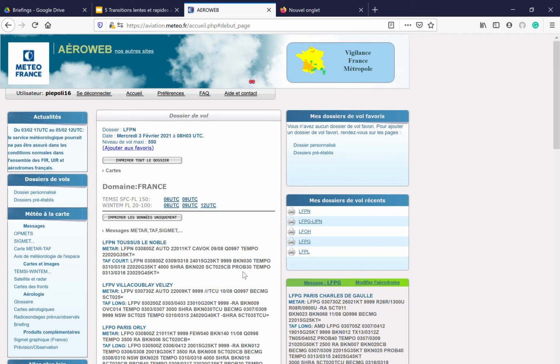And then probability 30%, TEMPO from 1 o'clock to 4 o'clock. We will have wind 230 degrees, 25 knots, gusts of 45 knots. Okay, ending of the message.